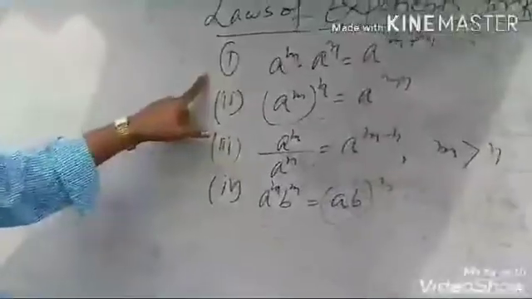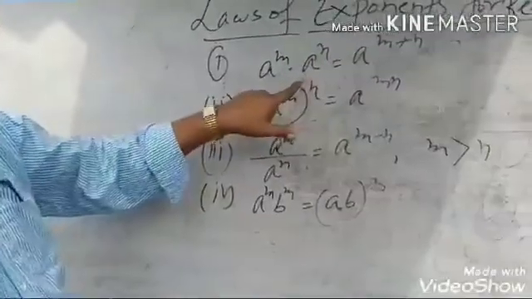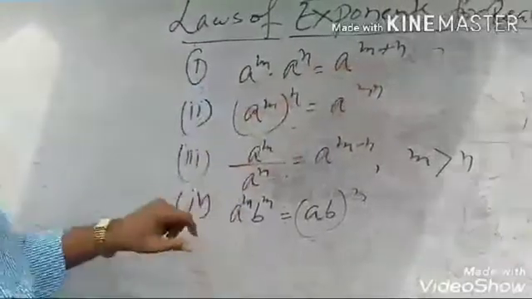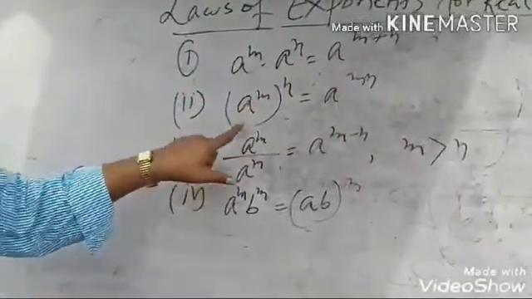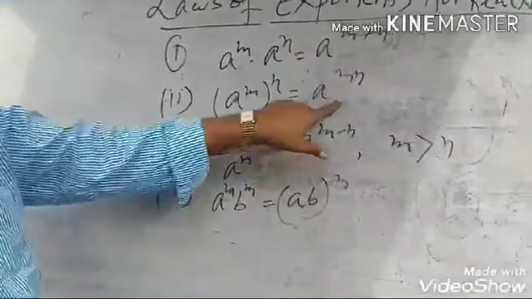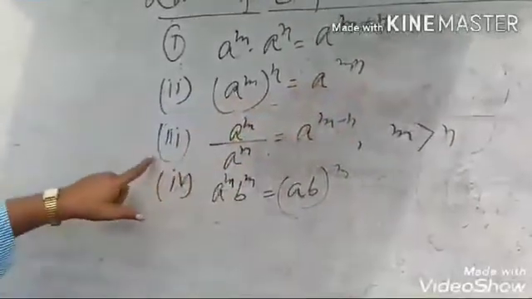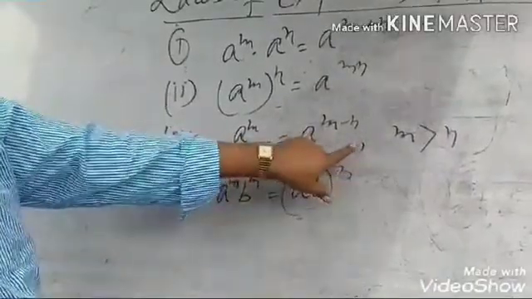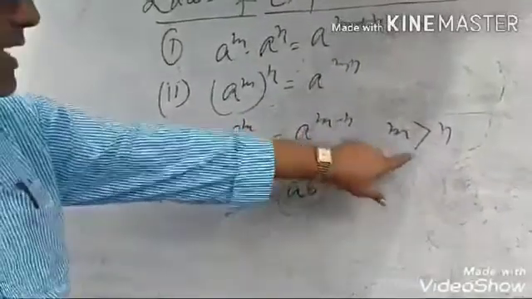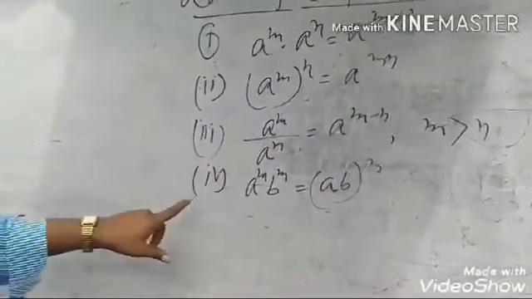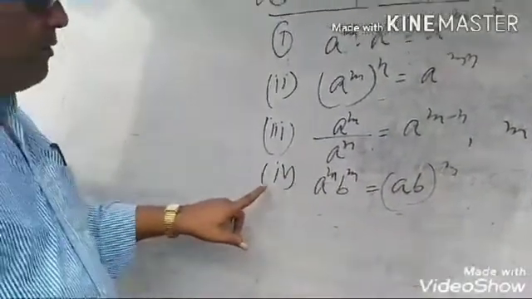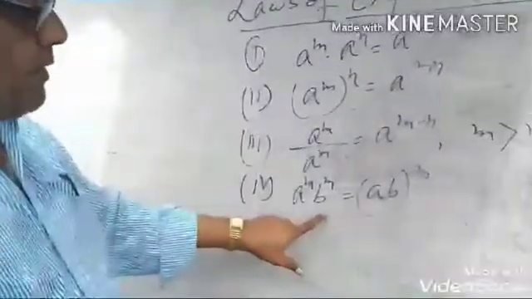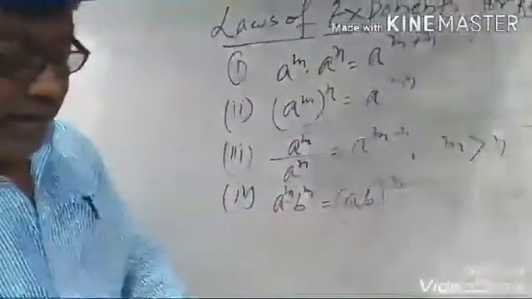Now let's start laws of exponents for real numbers. First law, a to the power m into a to the power n equals a to the power m plus n. Second, a to the power m whole to the power n equals a to the power m into n. Third, a to the power m by a to the power n equals a to the power m minus n, when the value of m is greater than n. Fourth, a to the power m into b to the power m equals ab whole to the power m.